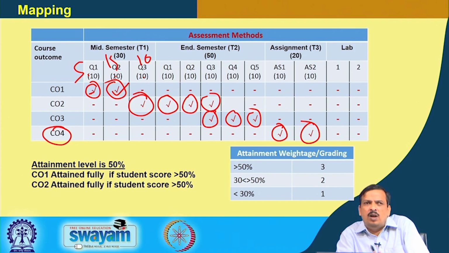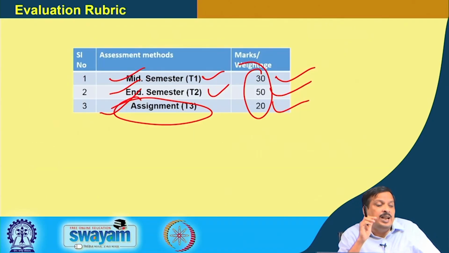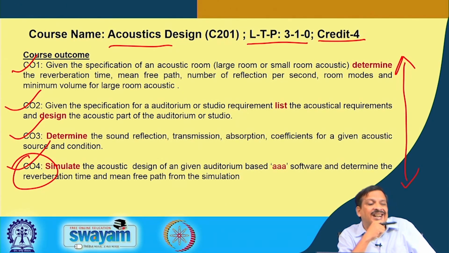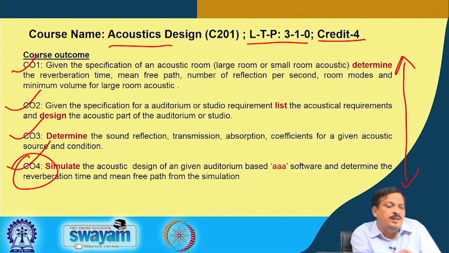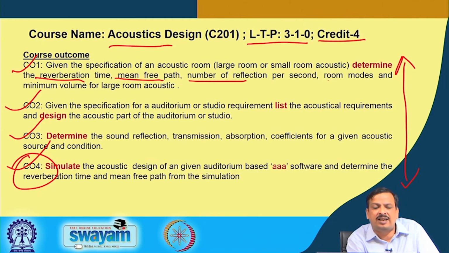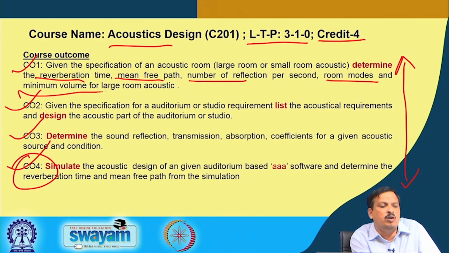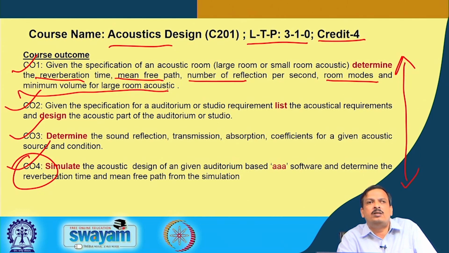okay, CO1, what kind of skill do I want to test in CO1? Domain dependent skill: given the specification of an acoustic room, determine reverberation time, mean free path, number of reflections per second, room modes and minimum volume for large room acoustics. So, cognitive level is analysis, domain dependent, I know.